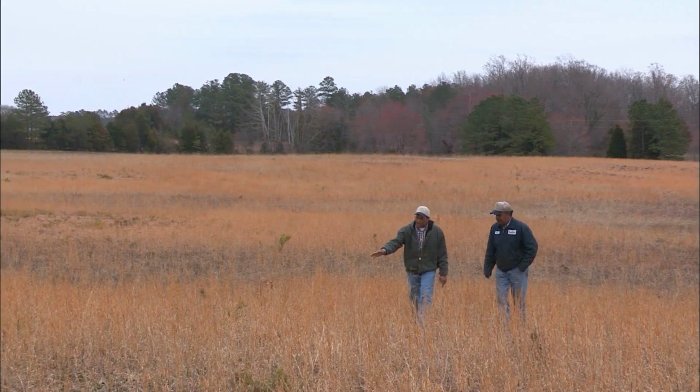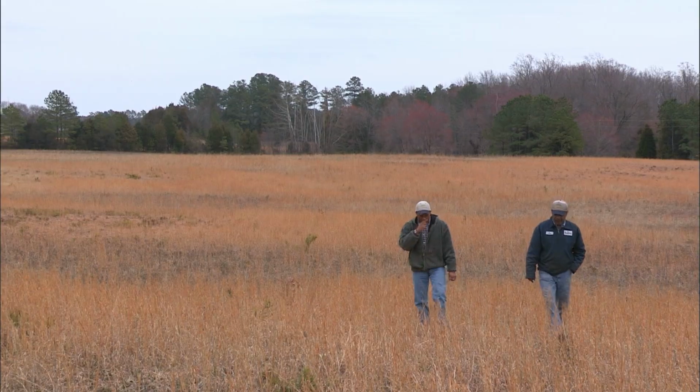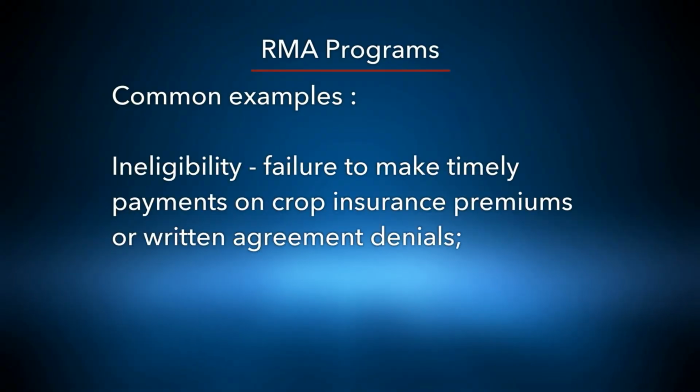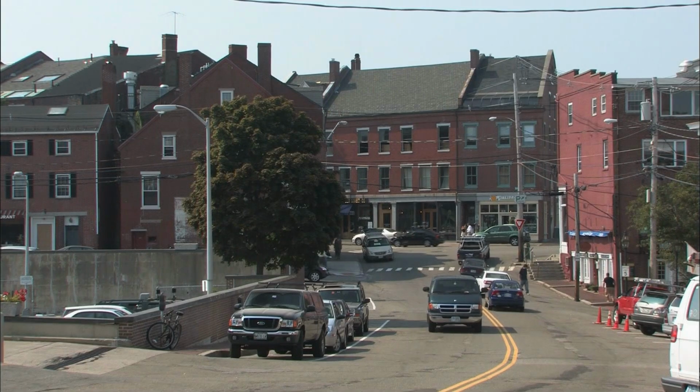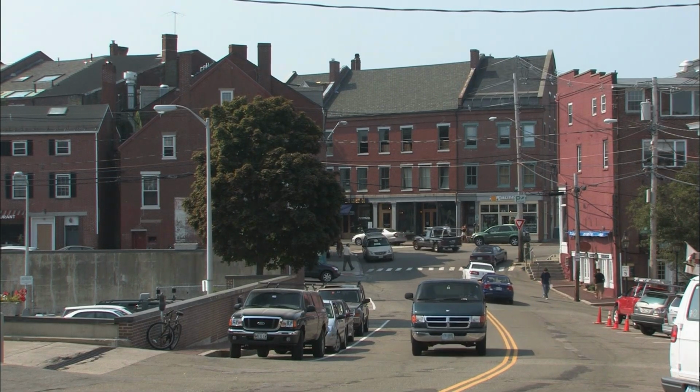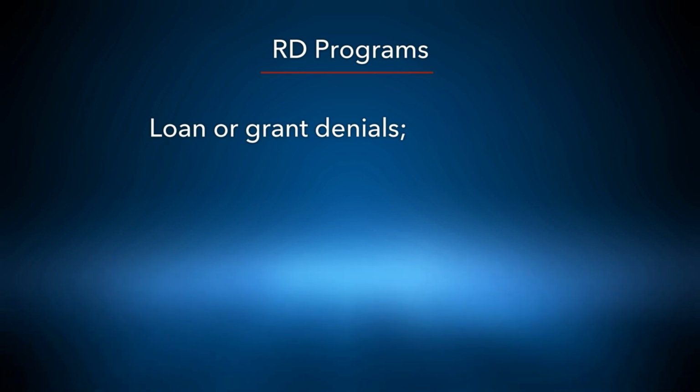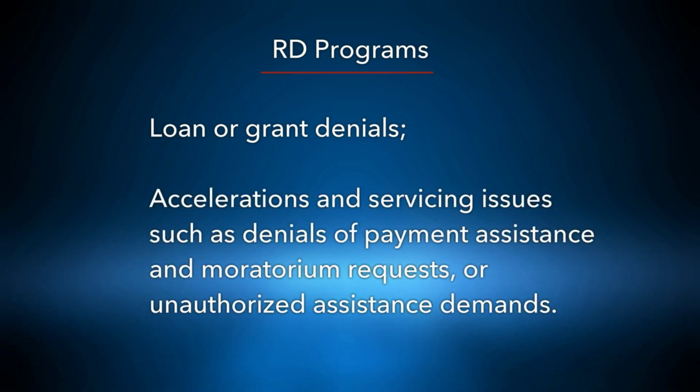For RMA, common examples of cases we see involve ineligibility, that is, failure to make timely payments on crop insurance premiums or written agreement denials, and adjustments of large loss claims or yield disputes. For RD, typical cases involve loan or grant denials and accelerations and servicing issues, such as denials of payment assistance and moratorium requests or unauthorized assistance demands.